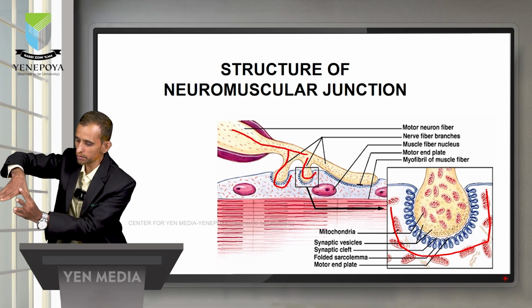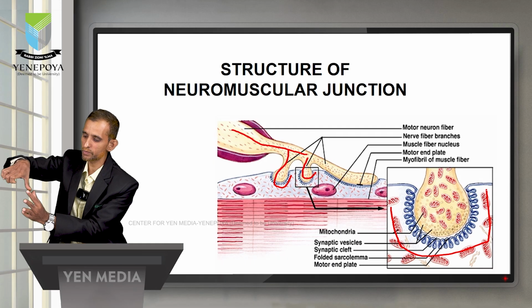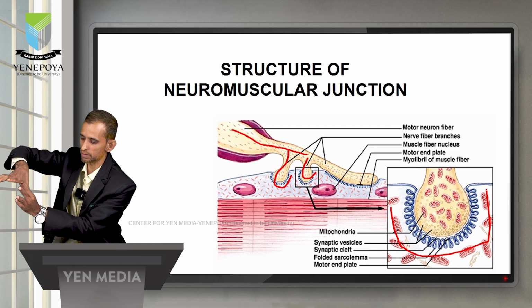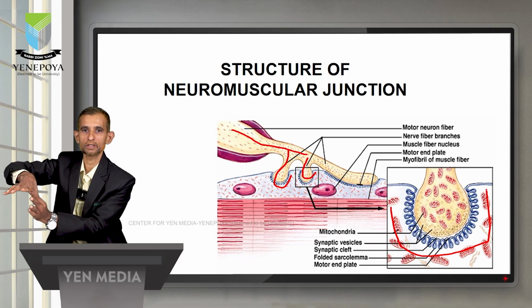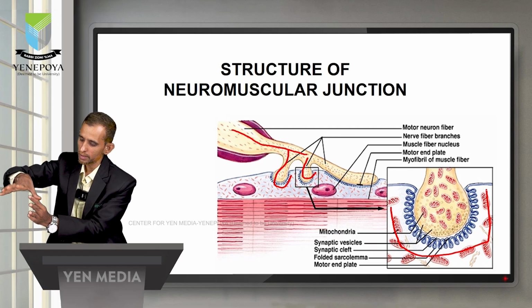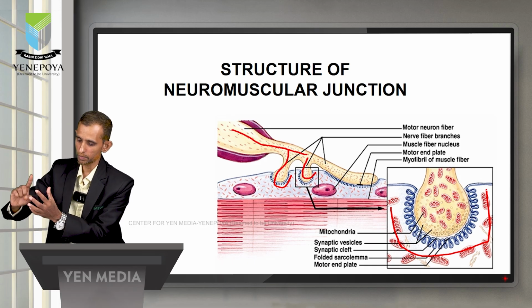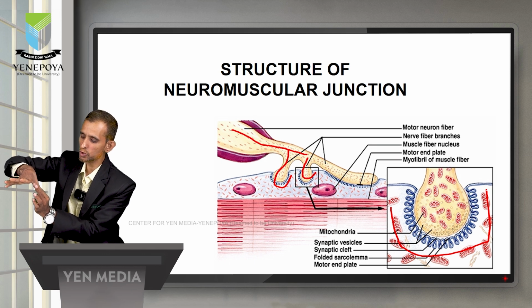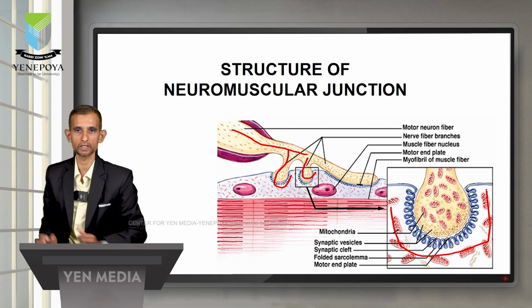Here, the junction between the muscle fiber and the axon terminal is known as the synaptic cleft, and also the motor end plate. The part of the muscle fiber that is attached to the axon terminal is known as the motor end plate.